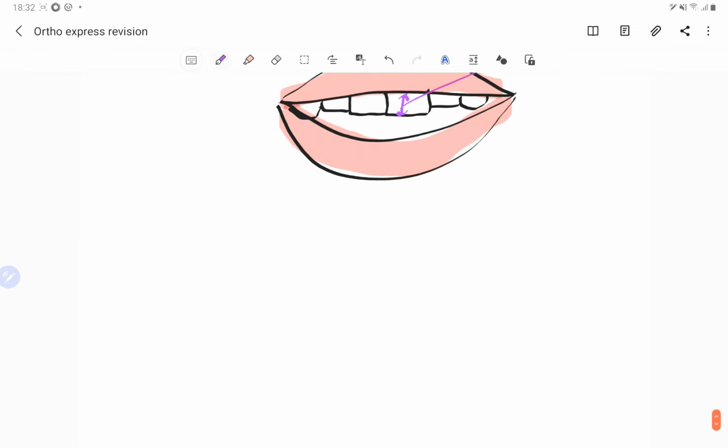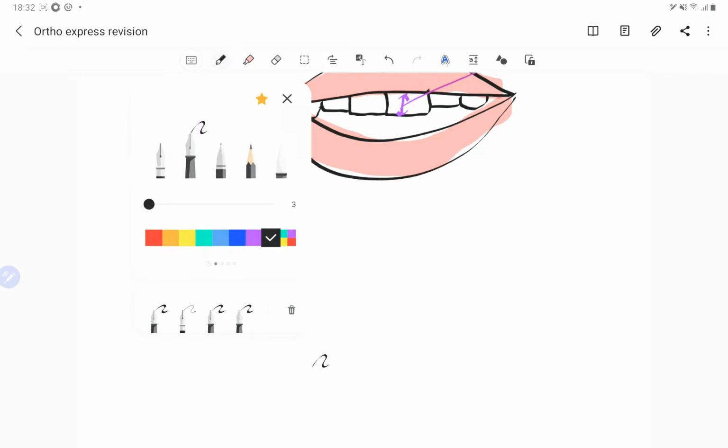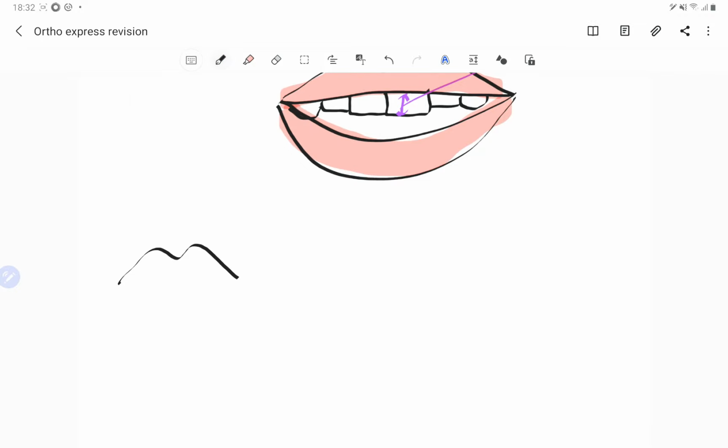The lip can be competent lips. So the lips, when the mouth is at rest or when the muscles are at relaxed position, lips are in slightly contact with each other. As you can see here, there is no space between the lips when the lips are at rest. So these are the competent lips.